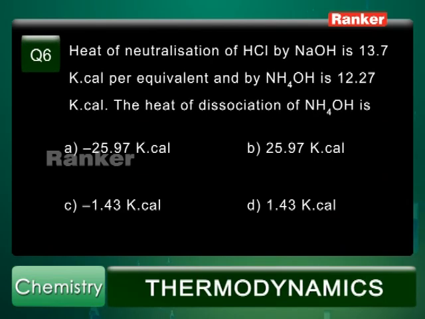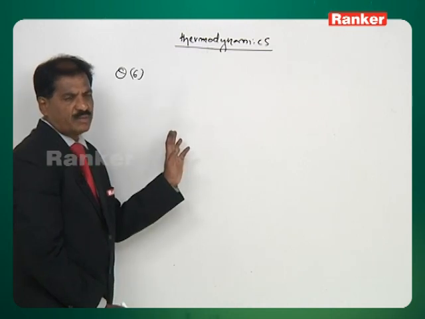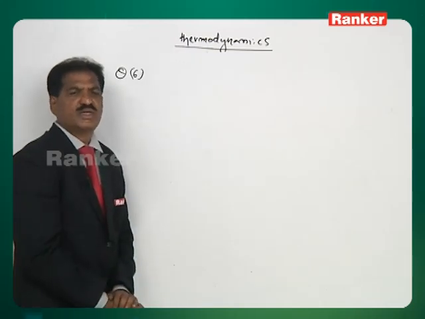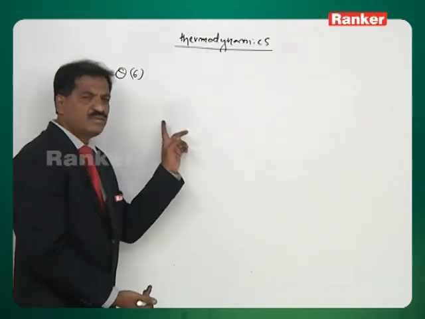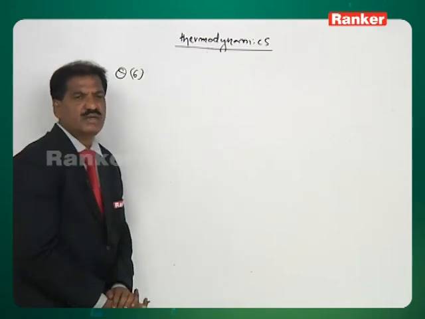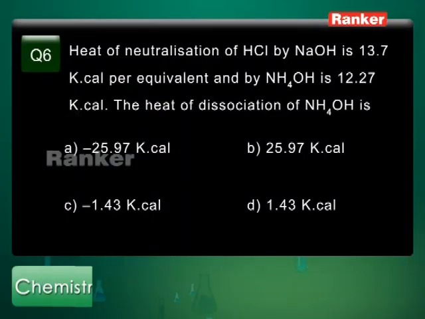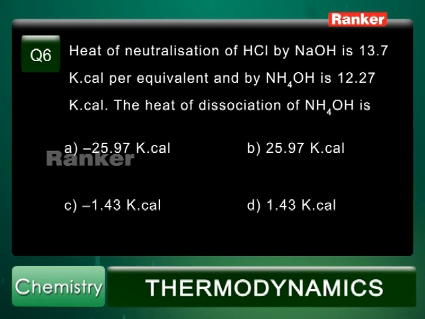Question number 6. In the given problem, if the heat of neutralization of a strong acid and strong base is given, and the heat of neutralization of either a weak acid or weak base is also given, first compare the numerical values. Whenever a weak acid or weak base participates, the amount of heat liberated will usually be less compared to when a strong acid or strong base participates. In the problem here, the heat of neutralization of HCl with NaOH is given as 13.7 kilocalories. Next, in the same neutralization reaction, if ammonium hydroxide participates, the heat liberated is 12.27 kilocalories.